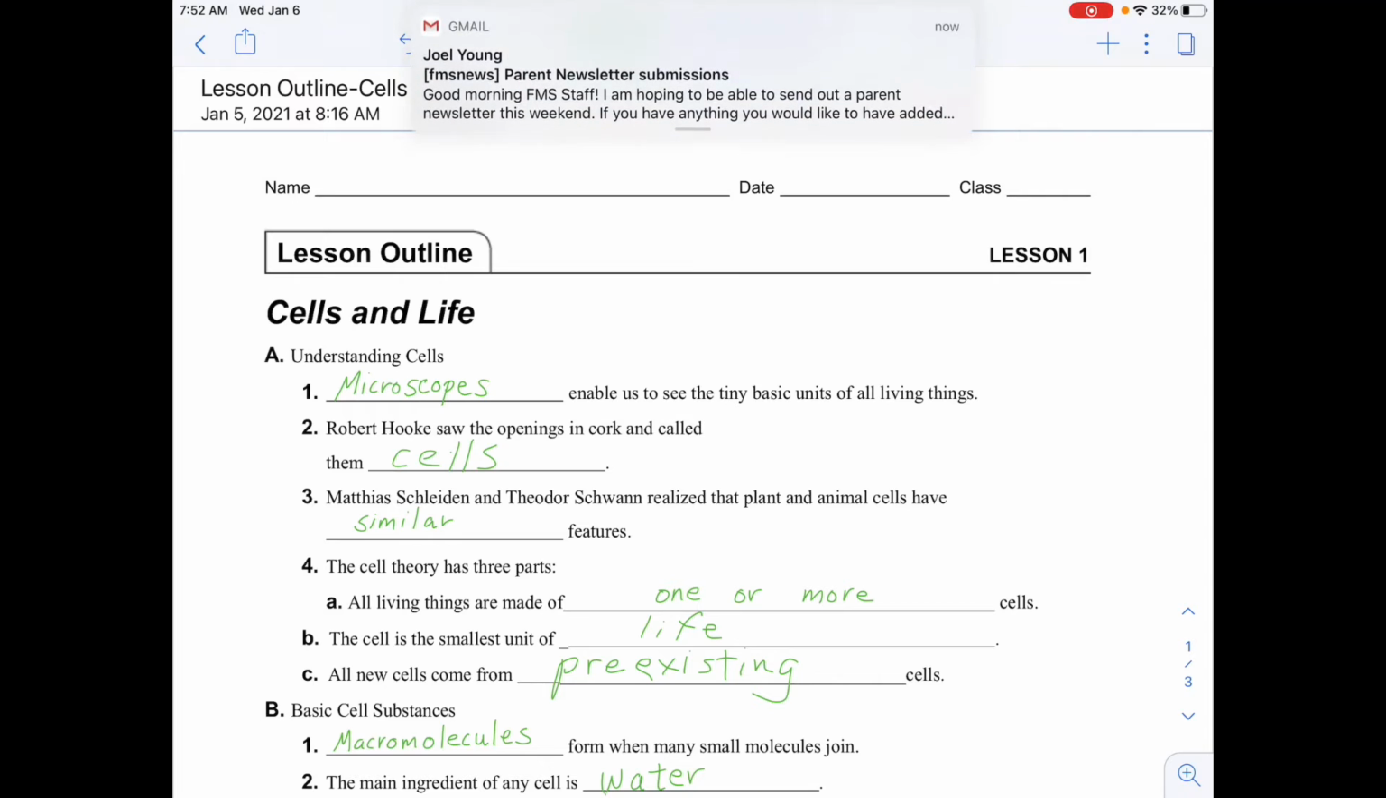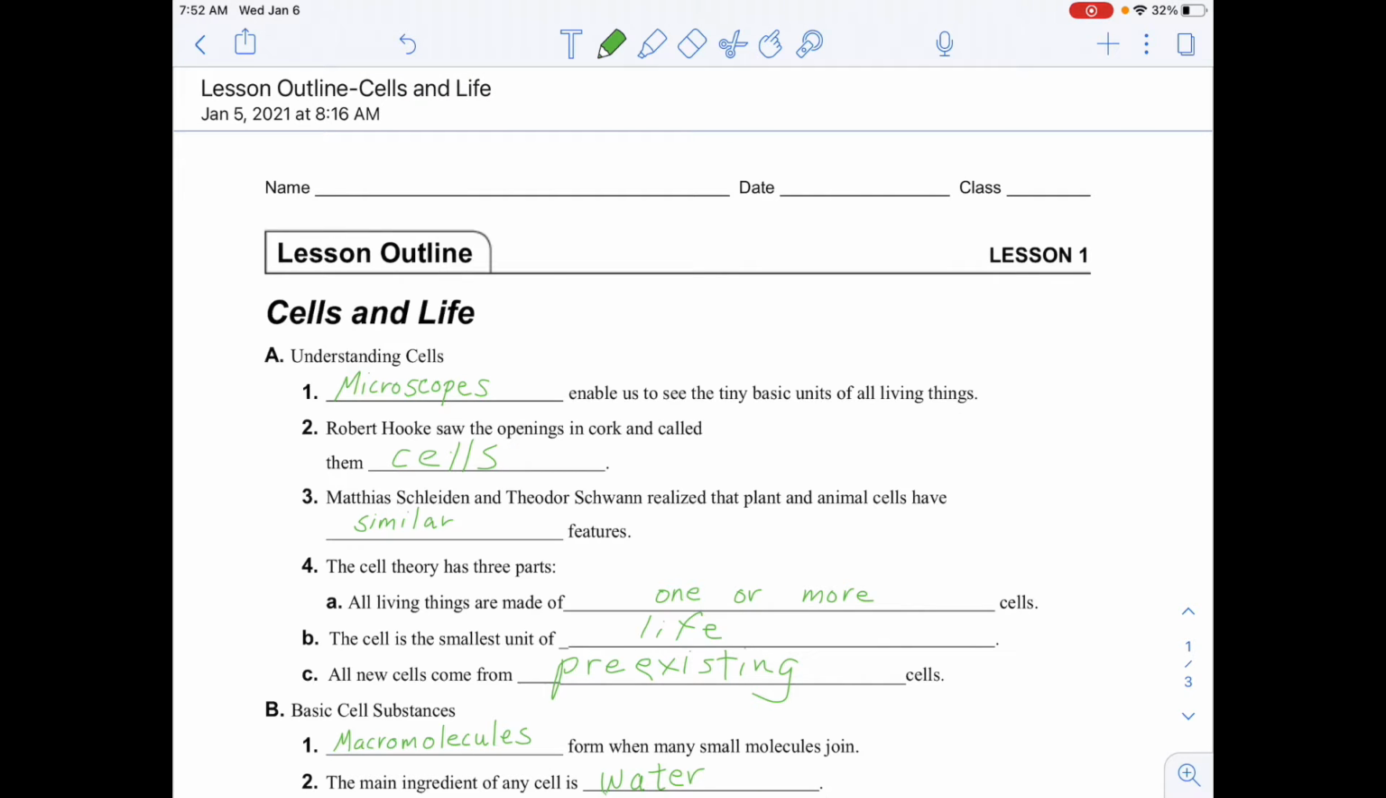Hello, seventh graders. Today we are going to simply correct the lesson outline, or kind of think of it as going over your notes that you've taken from Chapter 2, Lesson 1, Cells in Life. In this lesson, there were basically two focuses. The first one being the history of the scientists that discovered cells, and by learning about cells, what that further allowed them to learn about living things. And then the second is about the basic substances that make up cells in living things.